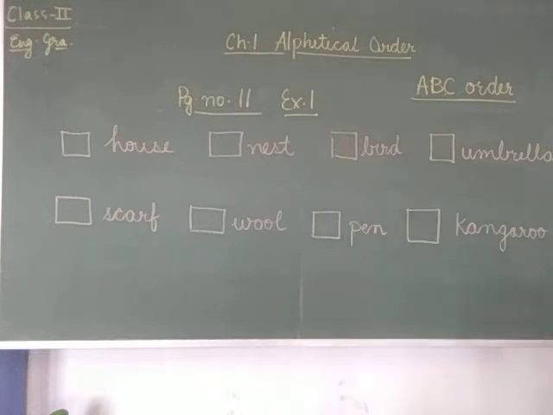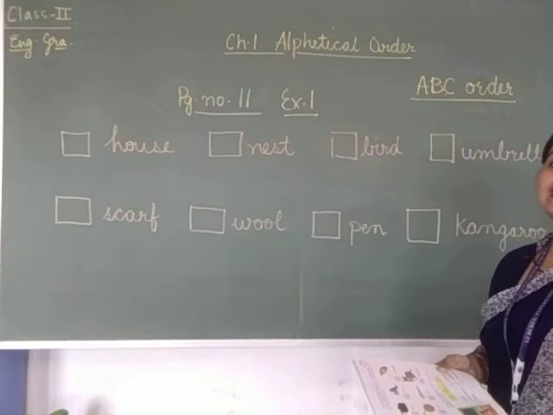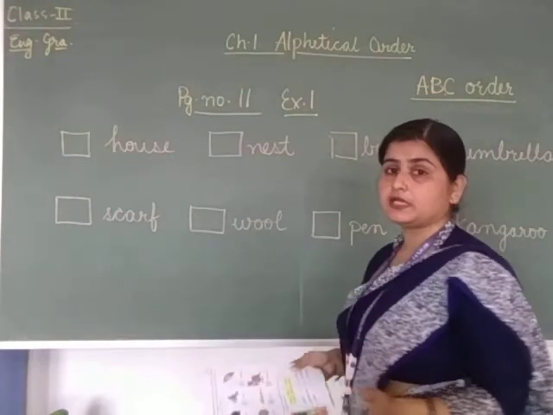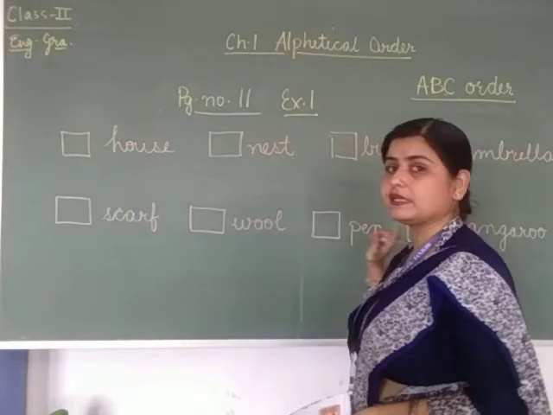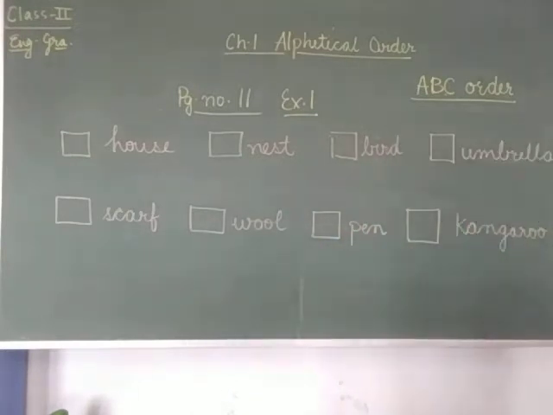Okay. Now what do we need to do with them? We have to put them in an alphabetical order. But the book has not given blanks here. So how will we put them in the alphabetical order? Okay. So the instruction is you have to put numbers according to the alphabetical order.